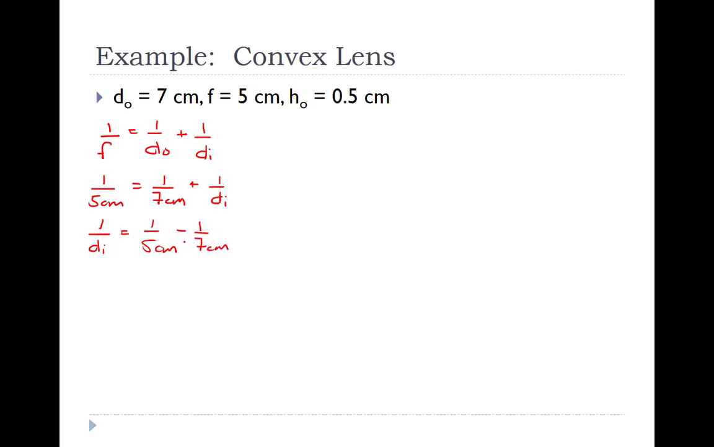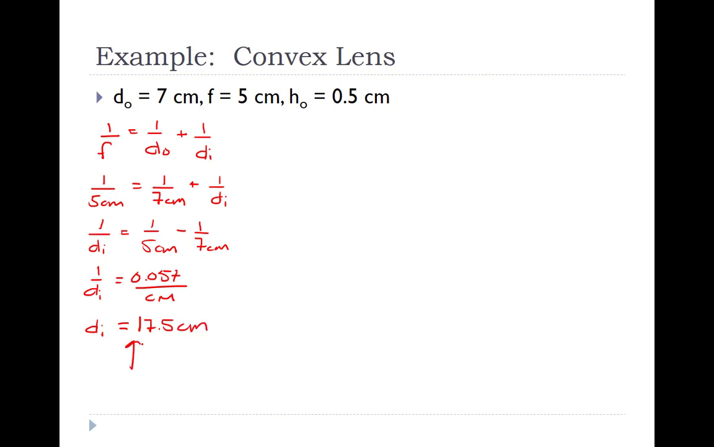Now you could find a common denominator here, or you can just put this into a calculator and you would find 1 divided by 5 plus 1 divided by 7. Oh, I forgot to subtract. Let's try again. 1 divided by 5 minus 1 divided by 7. This gives you a value for di. 1 over di equals 0.057 with units of 1 over centimeters. So to find di, I have to take the inverse of this, which gives me di is 17.5 centimeters.